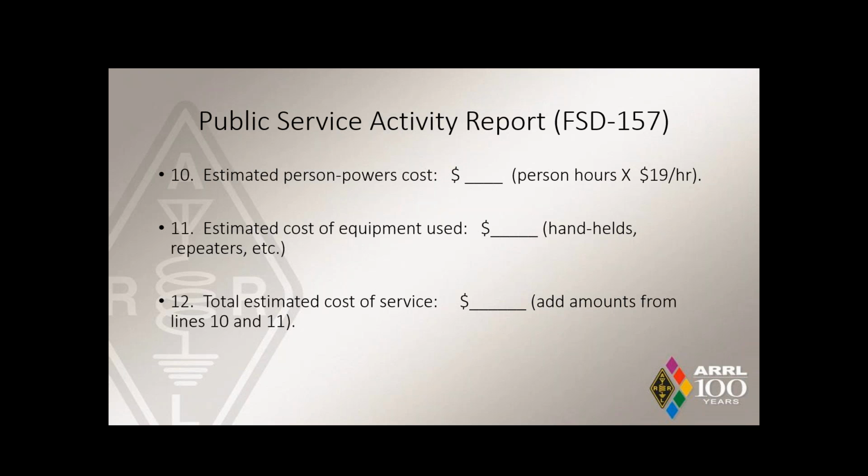And then point 12, it's the total estimated cost of service as an addition of 10 and 11, and you've got your total. Put that in line number 12, please. Thanks.